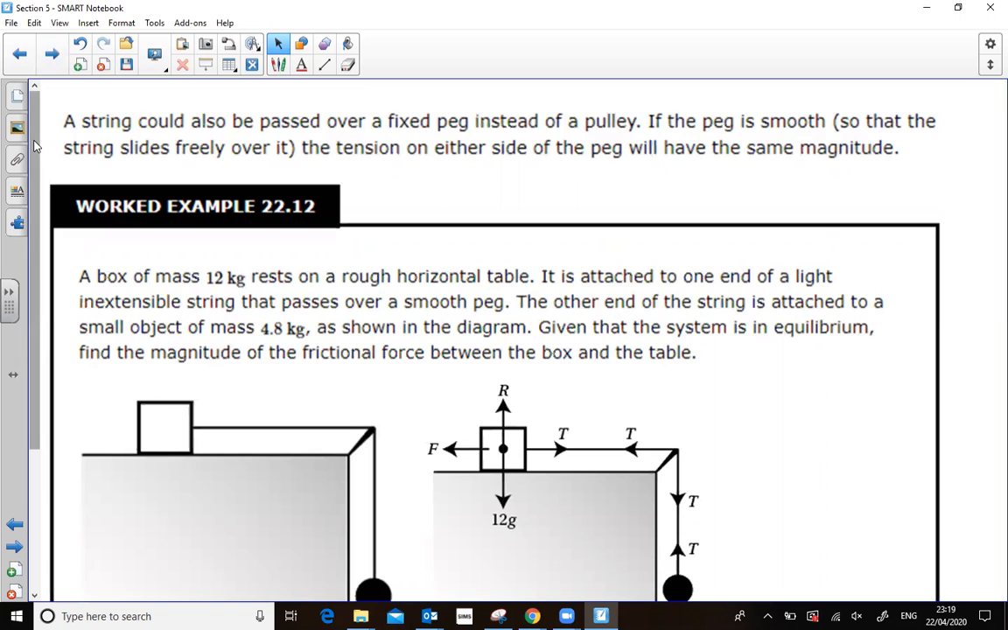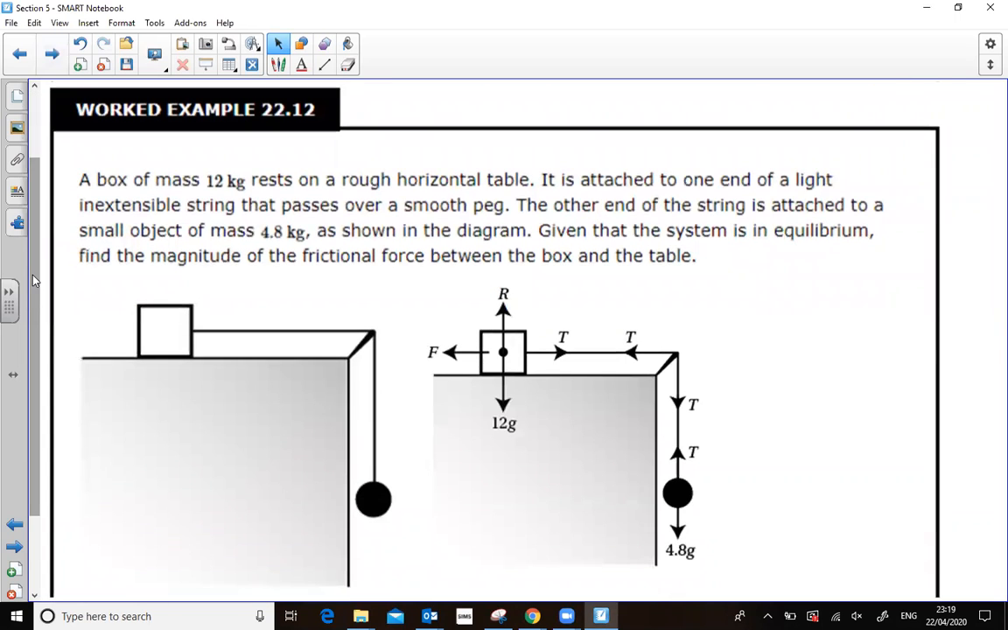Okay, so now a string could also be passed over a fixed peg instead of a pulley, if the peg is smooth so that the string slides freely over it. The tension on either side of the peg will have the same magnitude. So let's have a look at this example.